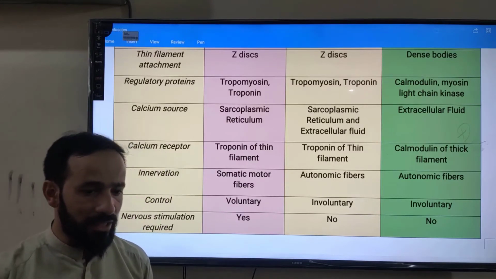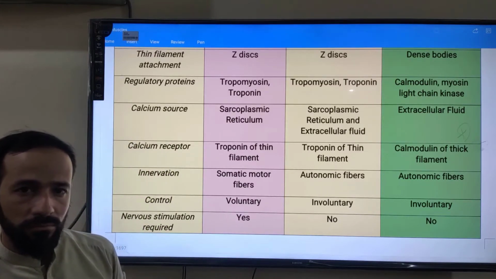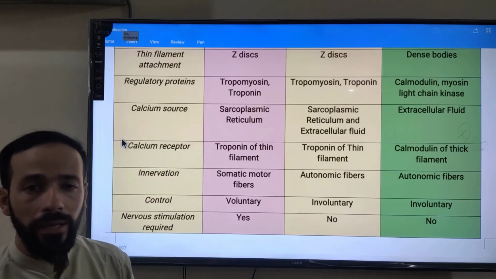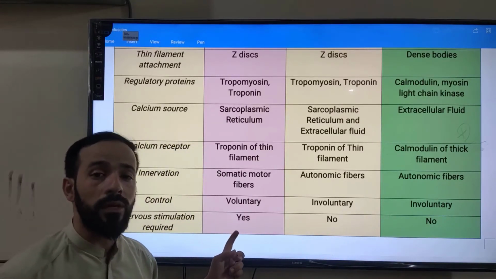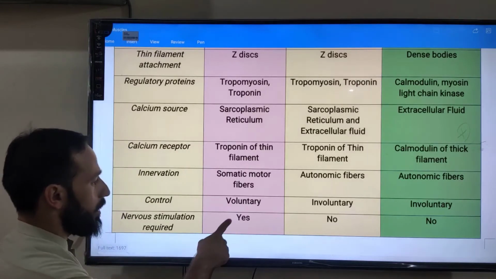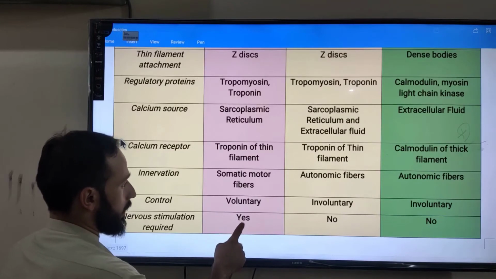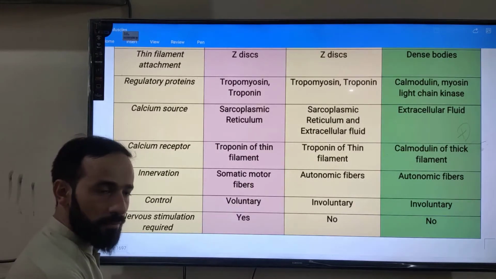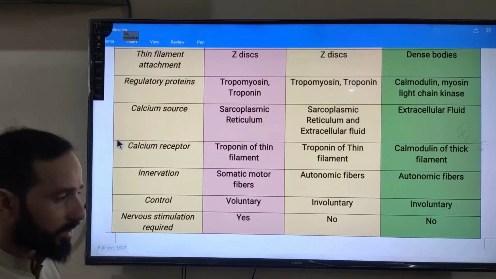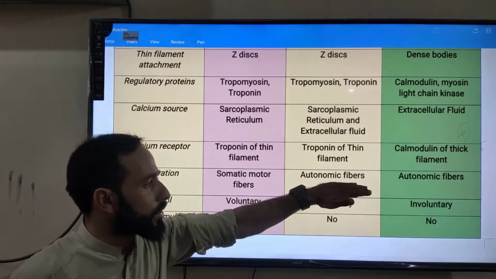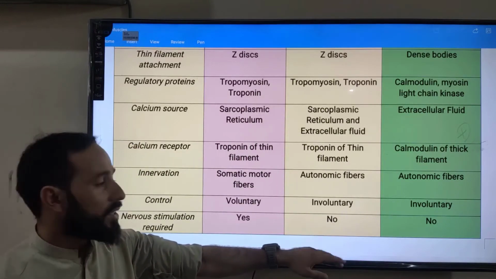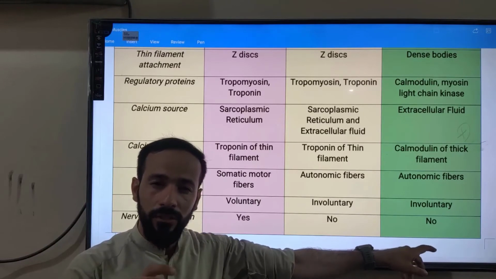Does your cardiac muscle require nervous stimulation? No. Does your smooth muscle require nervous stimulation? No. Why? I will tell you. Do your skeletal muscles require stimulation? Yes. Why? Because they are innervated by motor fibers, while the others are innervated by autonomic fibers. Now listen carefully, one more thing: if you cut off these autonomic fibers, your heart will still beat, and your smooth muscles will still contract and relax.